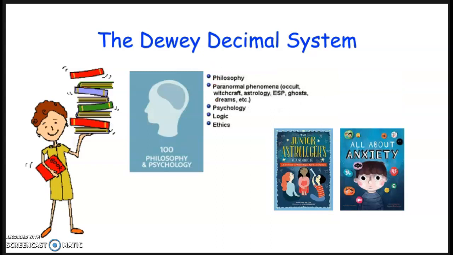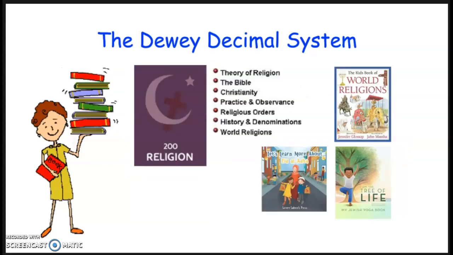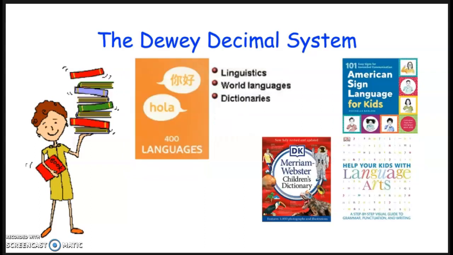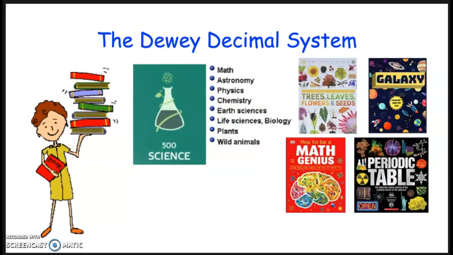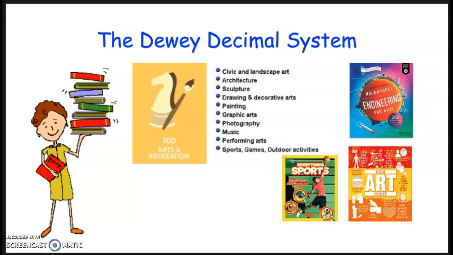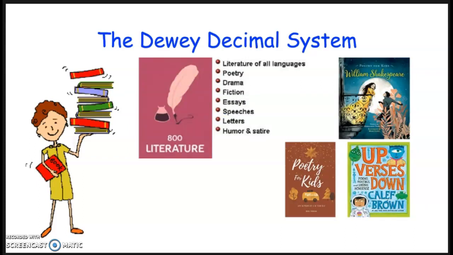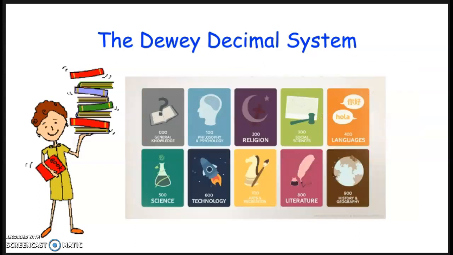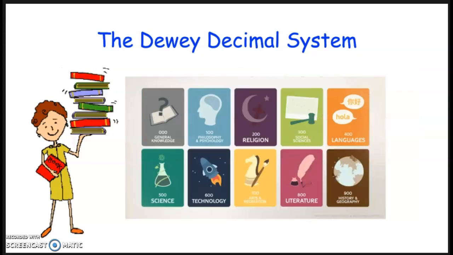100s, philosophy and psychology, 200s, religion, 300s, social sciences, 400s, languages, 500s, science, 600s, technology, 700s, arts and recreation, 800s, literature, 900, history and geography. And there you have the Dewey Decimal System.